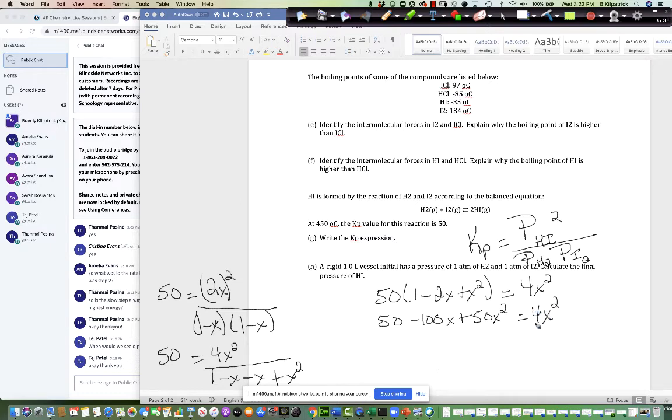All right, now remember what we're trying to do is we're trying to get it into that quadratic format. So basically just subtract 4x on both sides. So we get 50 minus 100x plus 46x squared, and that's equal to 0.